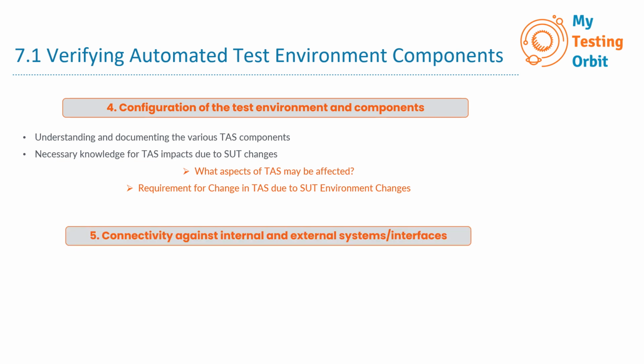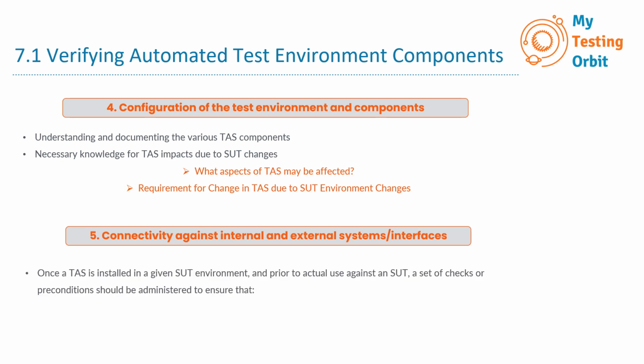Now, number 5 is connectivity against internal and external systems / interfaces. So when we set up TAS in a SUT, it's kind of like installing an application on your phone. So you need to ensure that the TAS is correctly placed and it's ready to do its job. So once a TAS is installed in a given SUT environment and prior to actual use against an SUT, a set of checks or preconditions should be administered to ensure that connectivity to internal and external systems, interfaces, etc. is available.